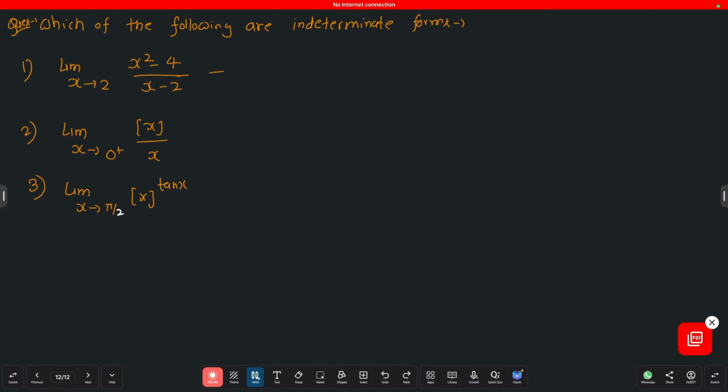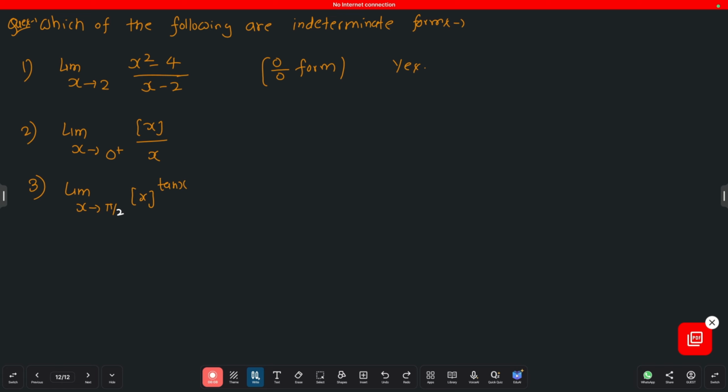It is 0 by 0 form. And what is 0 by 0 form? Indeterminate. So yes, this is our indeterminate form. Okay, now put the limit here as x tends to 0 plus. What is the meaning of 0 plus? 0 plus means right hand limit at 0.